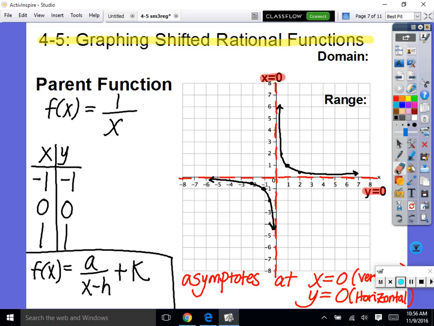I'm going to erase this before you even see it. That was bad. Okay.